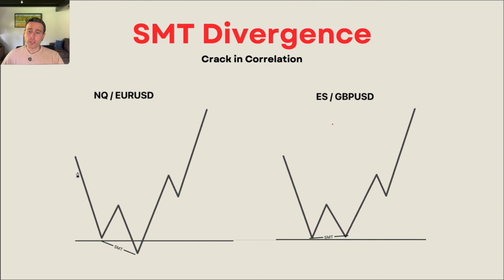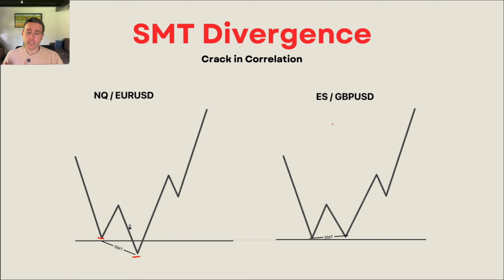So for example, we are approaching an old low or an old discount array, a higher time frame key level. And in that, we have, for example, NASDAQ making a lower low, but ES or GU does not make that. So between the two correlated pairs, there's now a crack in correlation because they stop following each other. And an SMT is an indication that we might reverse. So we're going down, we might reverse to the upside.